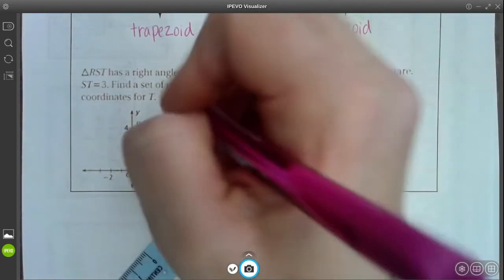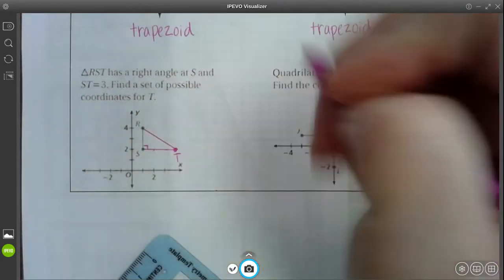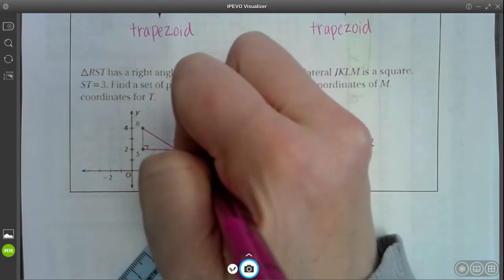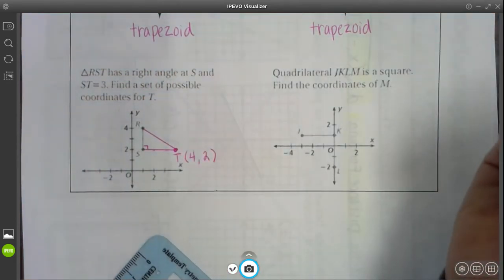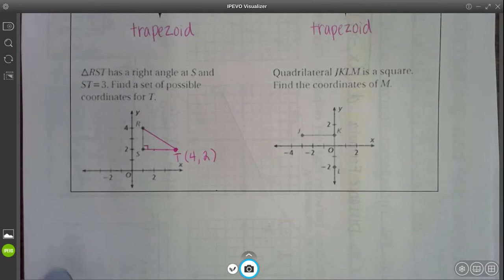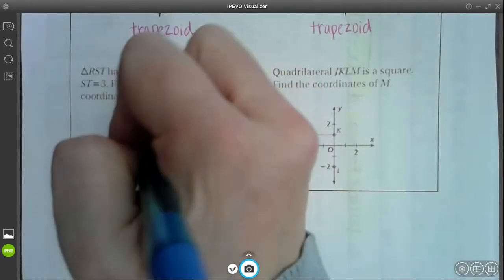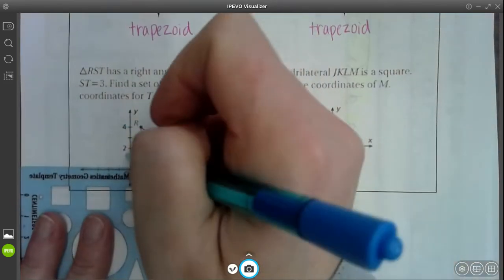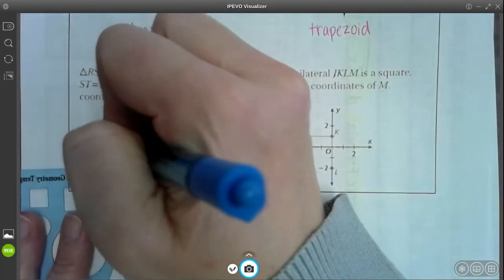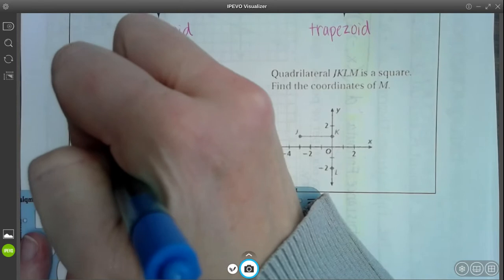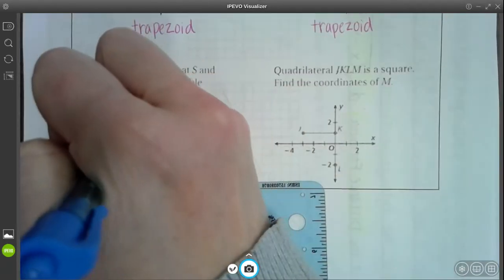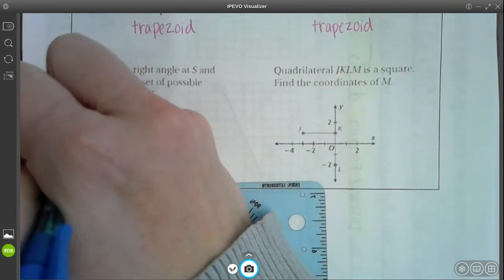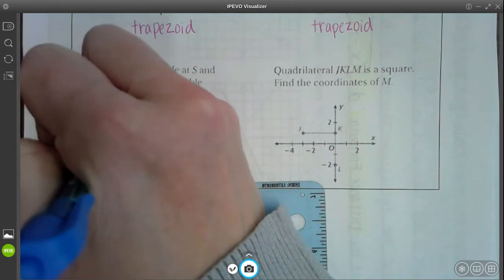The coordinates there are at 4, 2. Okay. I could have also drawn my right angle on this side, and I could have gone 3 units to the left as well. So 1, 2, 3. Here's where T could also land at -2, +2.